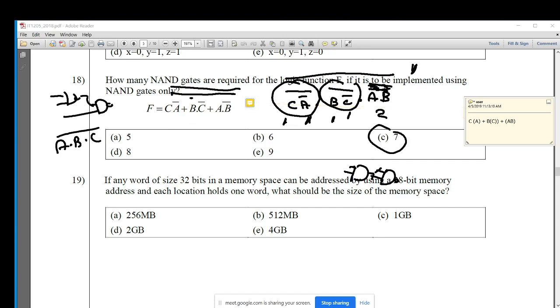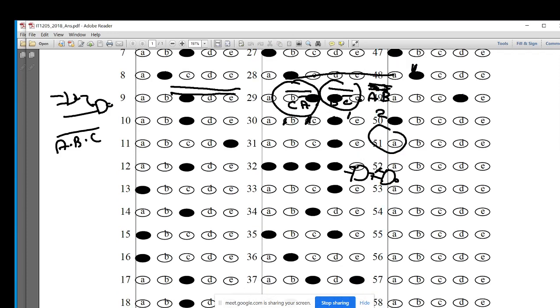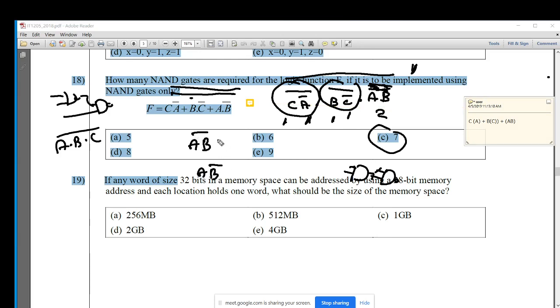Question 18, whether it's C. Yes, question 18 is C. I think my answer is the same anyway. If it is AB bar also, it's going to be the same thing. Yes, that is also what we are going to have. We can do it in two gates, because one is for the bar, the other for the NAND. So whether it is A bar B or AB bar, the doubt we were having, it doesn't matter. In both cases we need just two NAND gates, right?